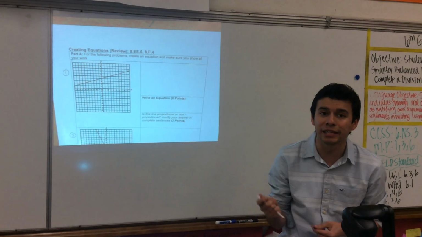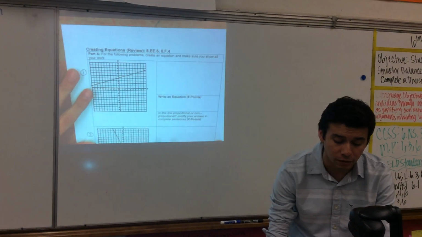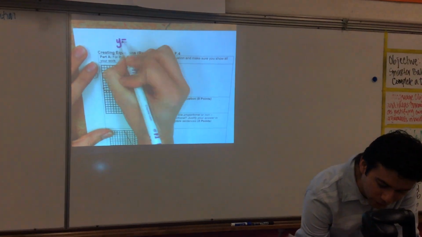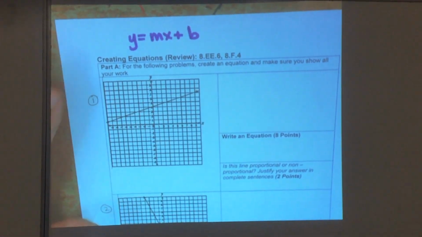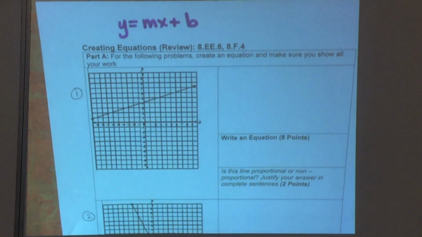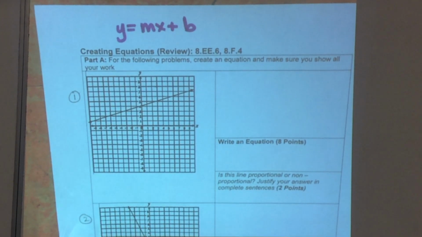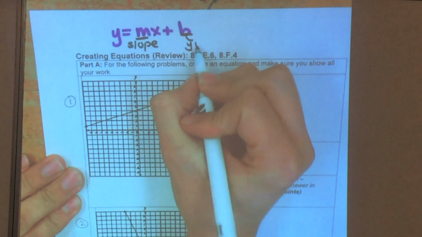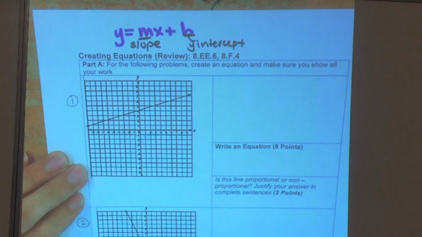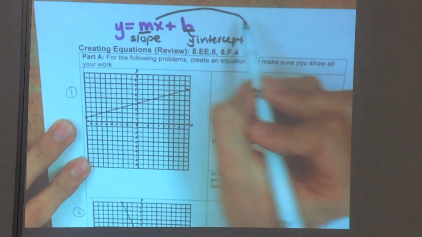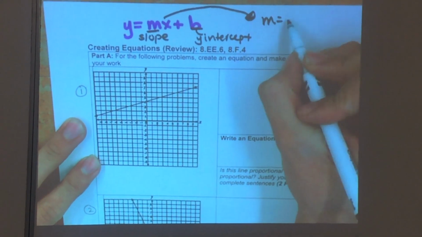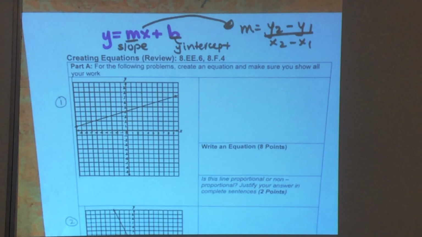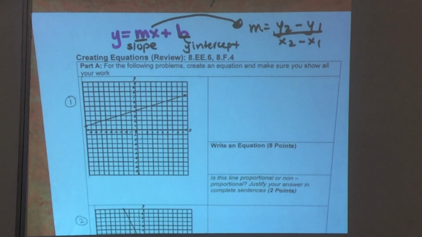Now, the first thing is create an equation. If I tell you to create an equation, what do you write? Y equals mx plus b. Good. Y equals mx plus b. Okay? You need two things to create an equation. What are the two things that you need? Slope and y-intercept. So this is your slope, and this right here is your y-intercept. Okay? Now, for slope, we use a specific formula for slope. M equals y2 minus y1 over x2 minus x1.